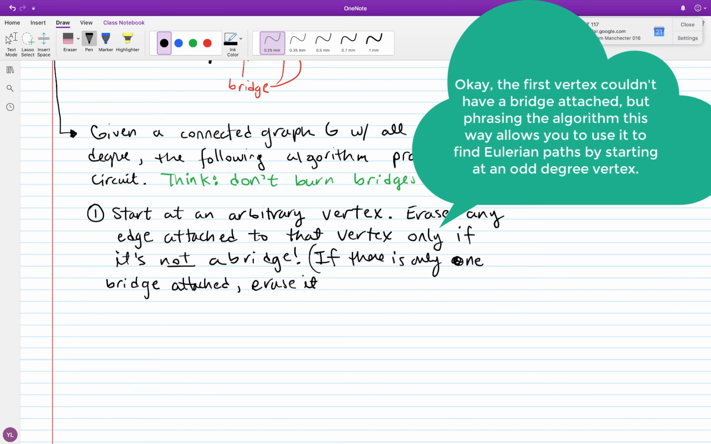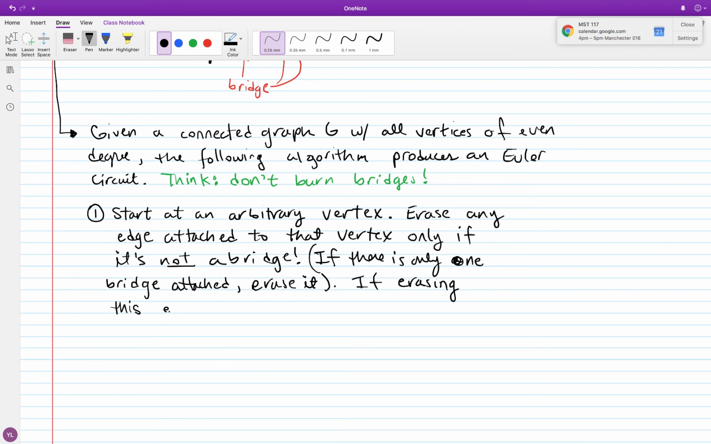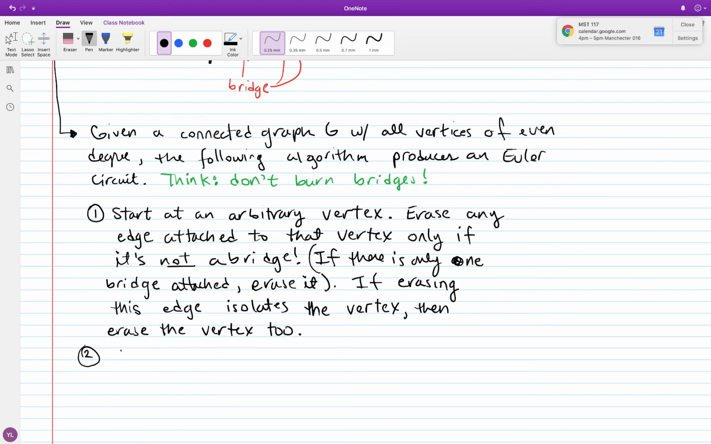So you start at a random vertex, find an edge attached to it that's not a bridge if you can, and imagine walking across from that vertex to the vertex at the other end of that edge, and then you're going to erase the edge. It's fine if that edge was actually a bridge and you're forced to select it; erase that edge as well, and in the case that it isolates the vertex that you started at, you can erase that vertex as well. Now you're at a new vertex and you rinse and repeat.